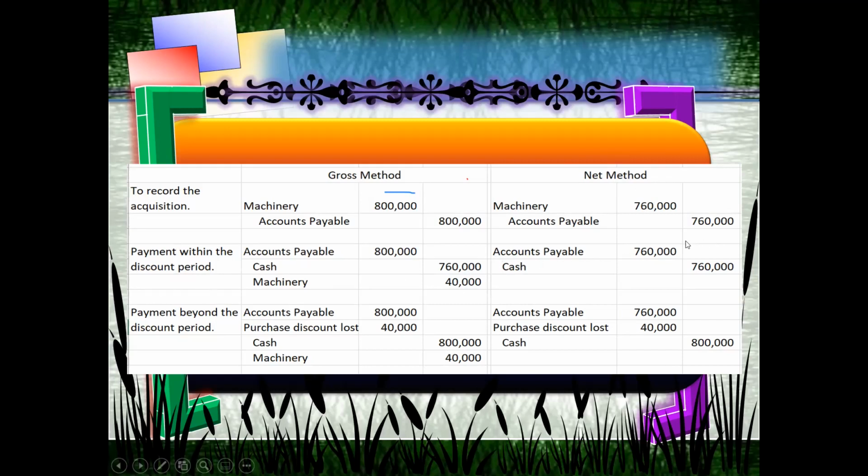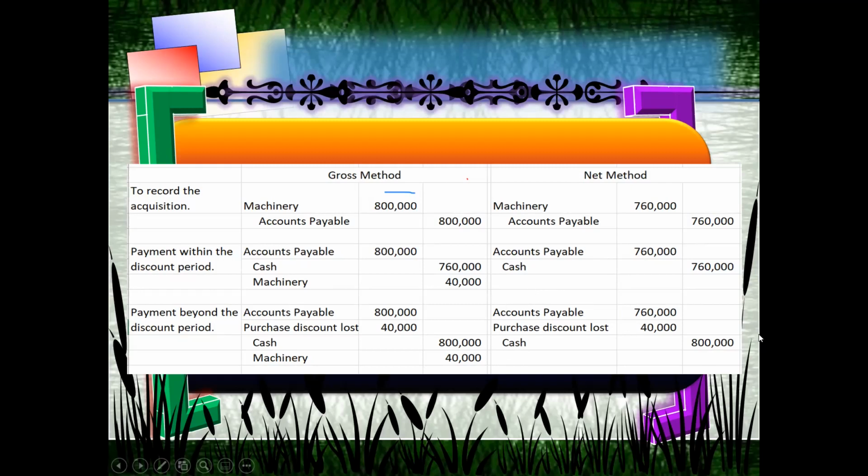You just debit accounts payable at 760, credit cash at 760. Pag hindi ka naman nakabayad within the discount period, so ito na yung magiging entry natin. So, debit tayo ng accounts payable at 760,000 kasi yun yung na-set up natin na liability. Debit tayo ng cash purchase discount loss na 40,000. Of course, representing the amount na hindi natin inavail. And then credit cash at 800,000.